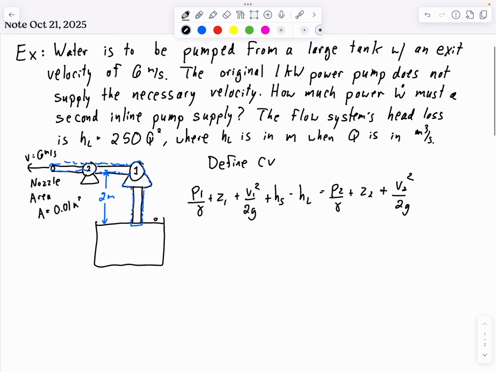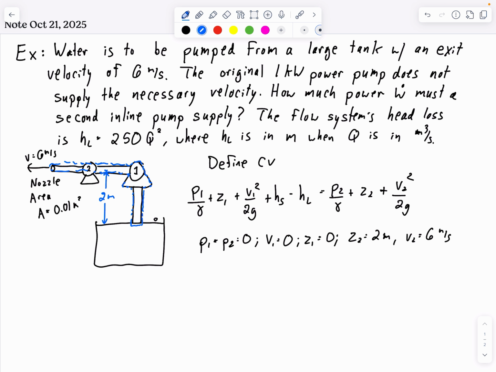We know, for example, that P1 is equal to P2 is equal to 0. These are all essentially at atmospheric pressure because we're drawing right from the surface of that reservoir, and we're expelling a jet, and so the pressure of both of those will be 0. We also know that V1 is 0 because we're drawing from the reservoir where the surface is at rest, and we're going to define Z1 as 0 as well. That's our datum point. Now we also know that Z2 is going to be 2 meters, and that V2 will be 6 meters per second.